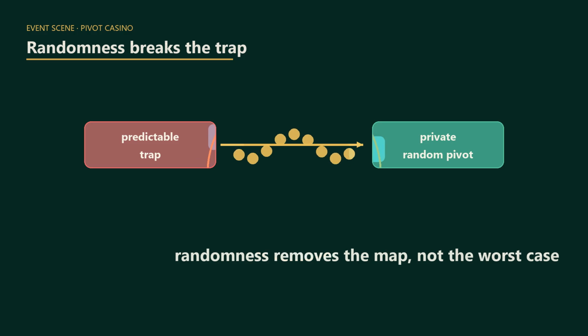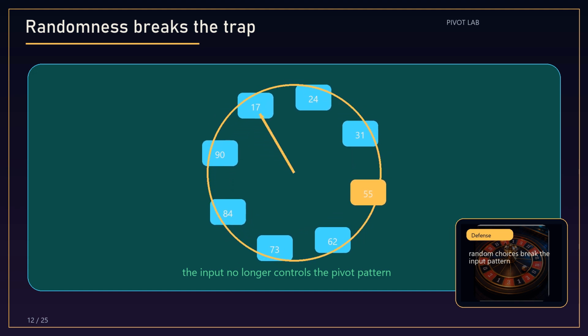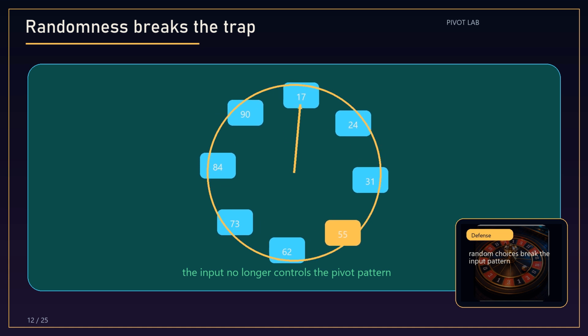Randomized quicksort changes the game. Instead of letting a fixed input order determine the pivot pattern, we choose a random pivot, or shuffle the input before sorting. Now a malicious or unlucky ordering cannot reliably force the same bad sequence of pivots.